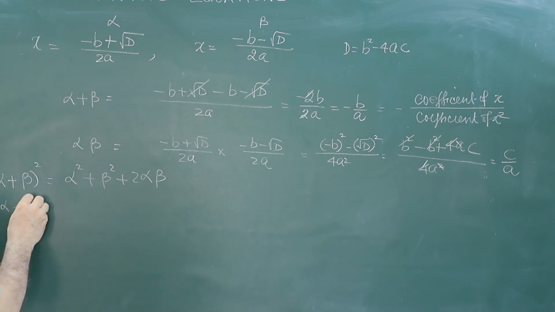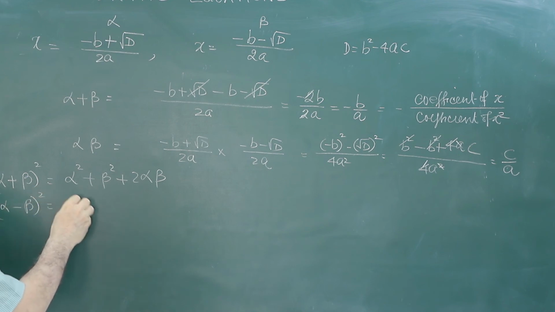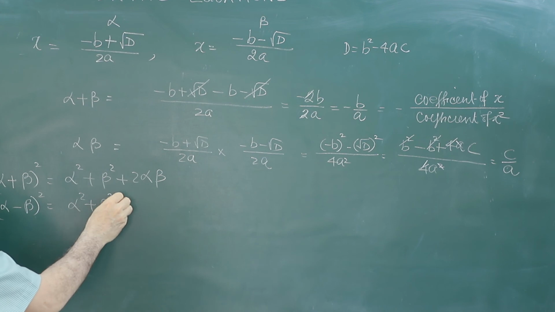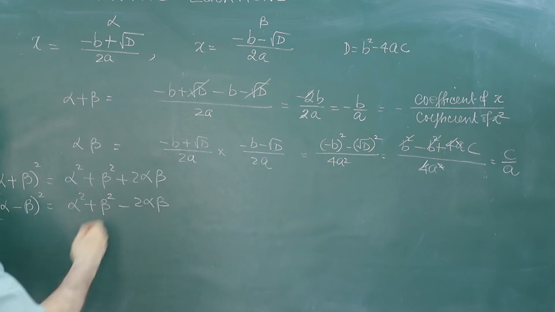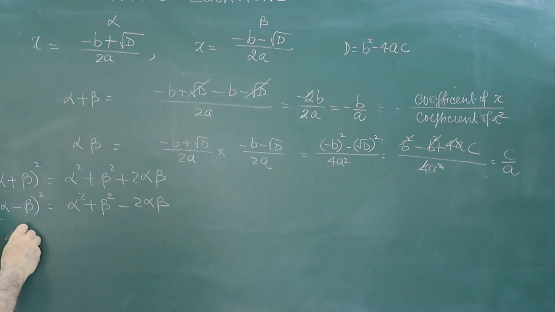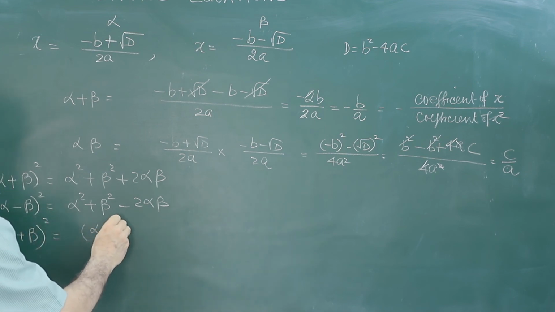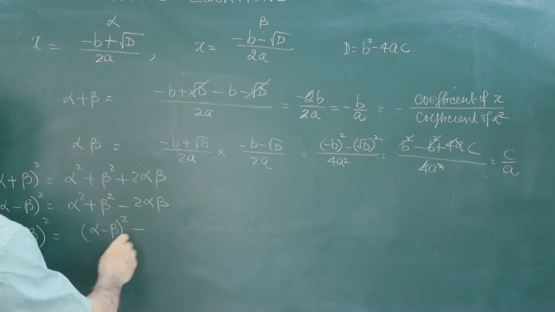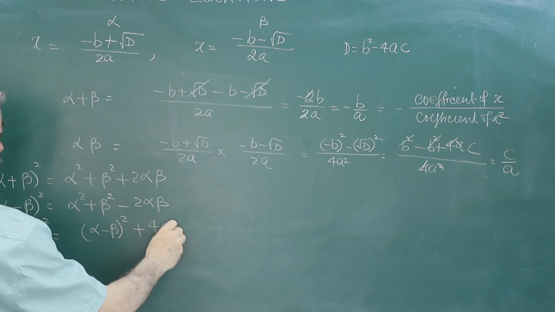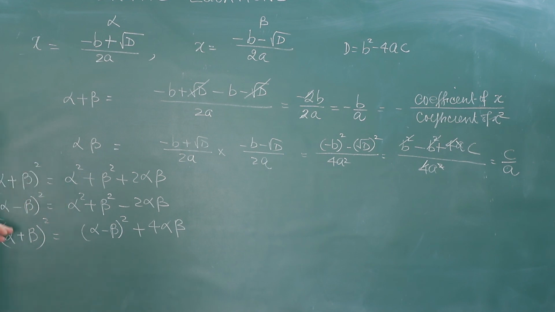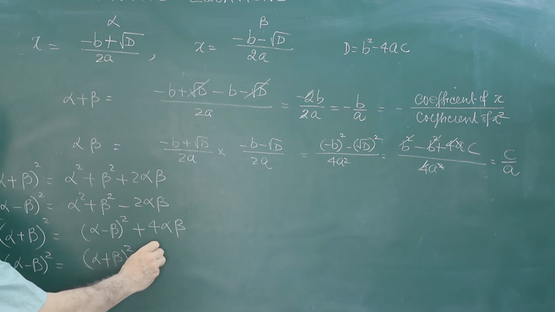Alpha minus beta whole square is equal to alpha square plus beta square minus 2 alpha beta. And you also get the formula alpha plus beta whole square is equal to alpha minus beta whole square plus 4 alpha beta, which can be obtained by subtracting these two equations. Alpha minus beta whole square will be equal to alpha plus beta whole square minus 4 alpha beta.